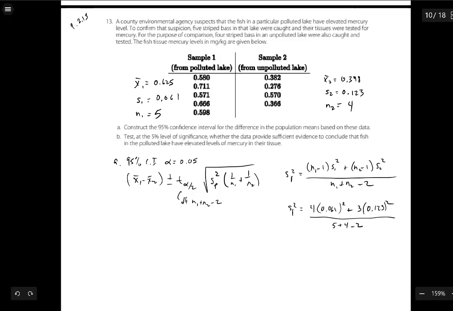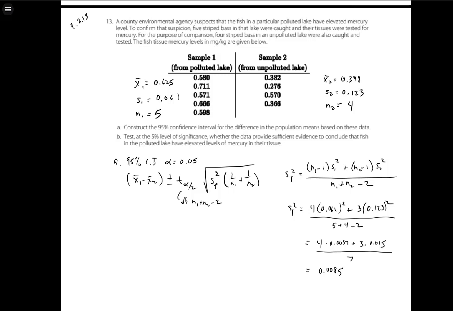Okay, so this equals 4 times 0.0037 plus 3 times 0.015. All that is divided by 7, which equals 0.0085 when I worked that all out. Now, the first thing I did when I actually started inputting this was put this in. This is the Sp squared, which is the term I'm going to be using over here as squared.